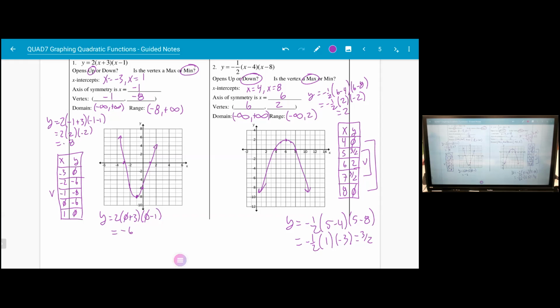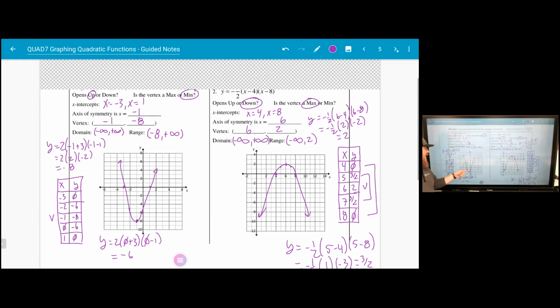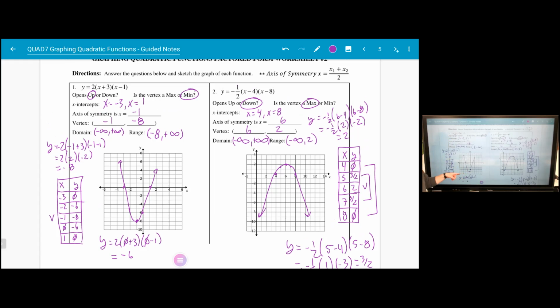In this first one, our axis of symmetry, it's not written explicit. Oh, it is written there. X is -1. Our vertex is -1, -8. Axis of symmetry, x equals 6. Our vertex is 6, 2. Then we get into some things. Remember, opens up, opens down, max or min. We know it opens up because a is positive, making our vertex a minimum for the first one. Our second one, it opens down, making our vertex a maximum.